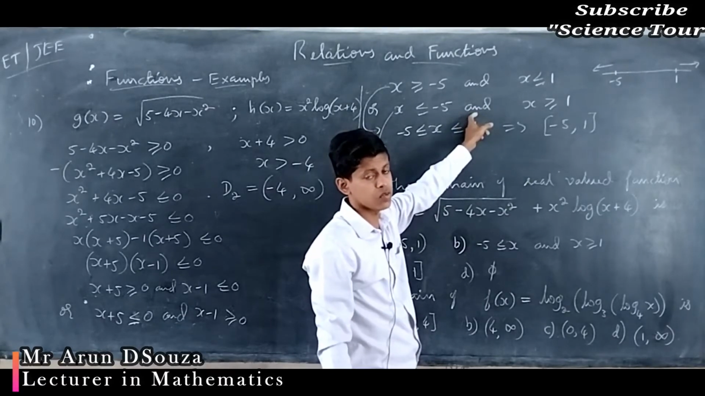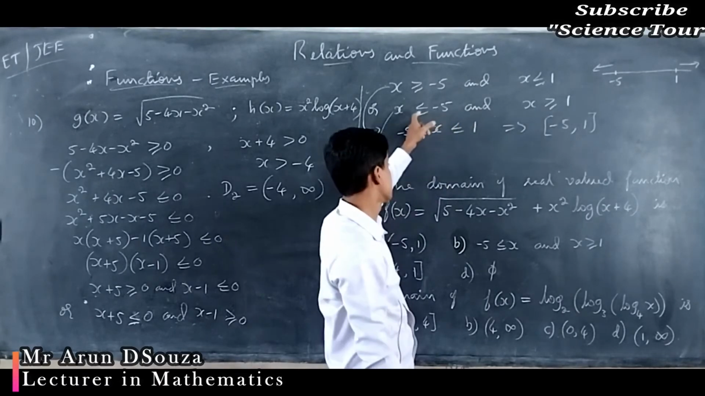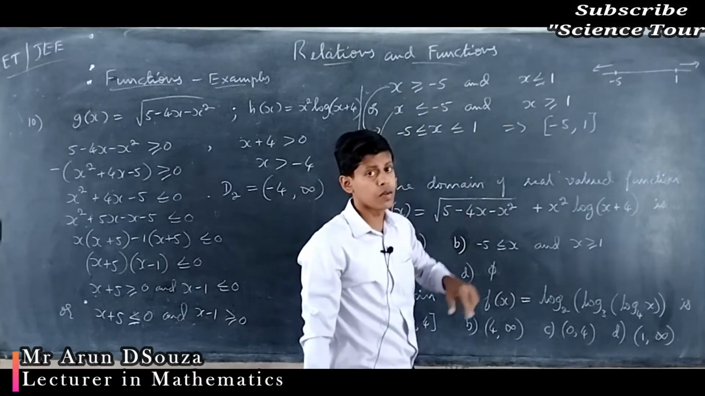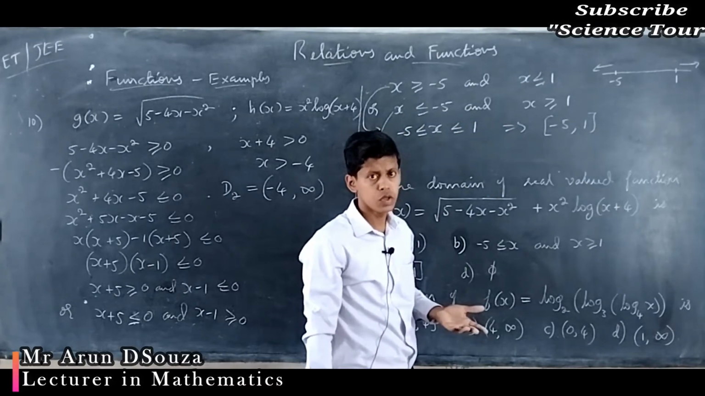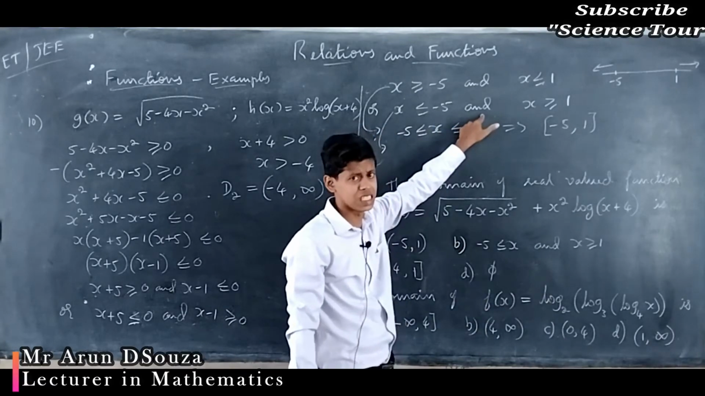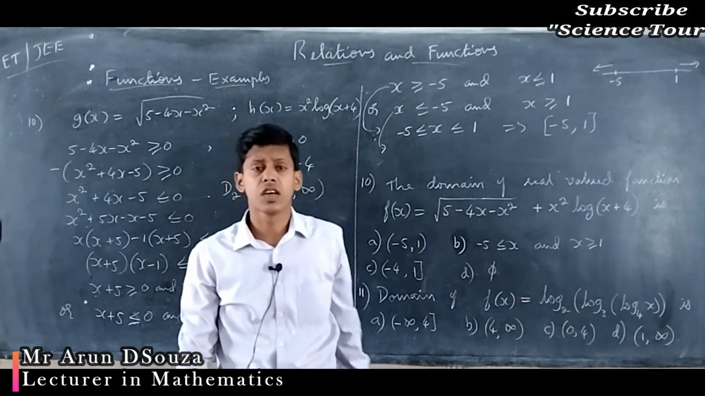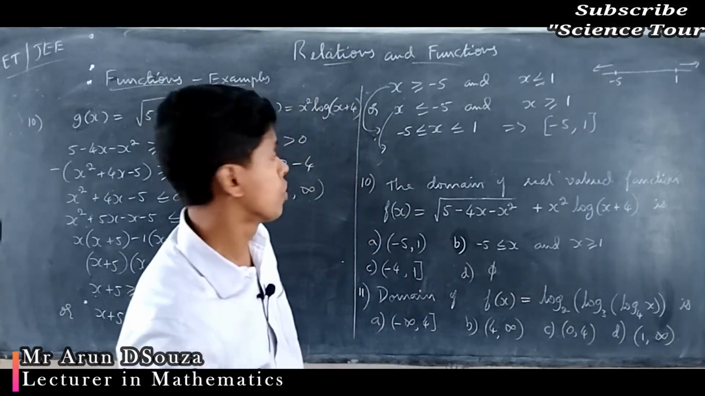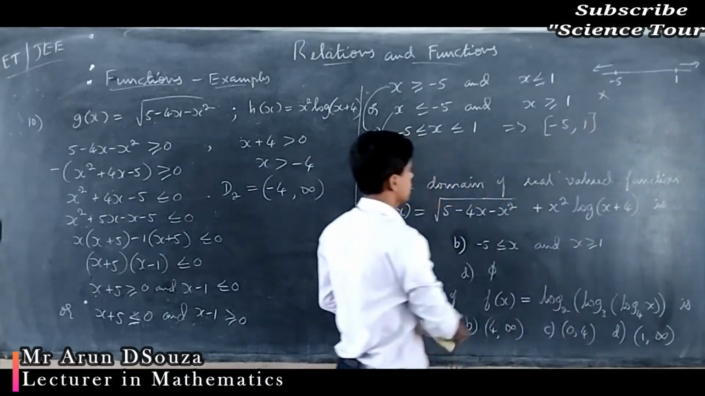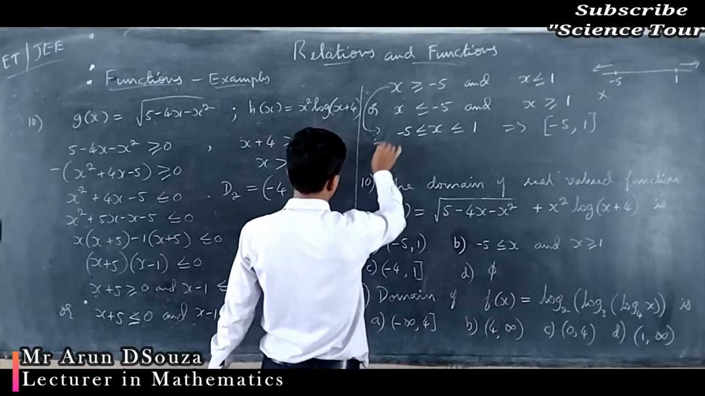Both should satisfy. Now which value of x will satisfy this? You tell me. Which value is both less than minus 5 and greater than 1? Do you get any value? You don't get any value which satisfies both. See, this is 'and', so both must satisfy. Both do not satisfy for any value of x, therefore we don't get any region here.